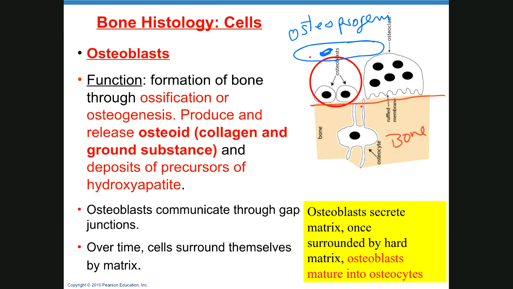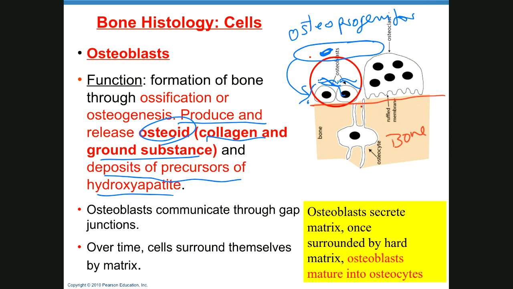And the osteoprogenitor cells are constantly dividing, and some of the daughter cells are going to differentiate into osteoblasts. Osteoblasts are cells that are going to produce the osteoid of the bone matrix, collagen and ground substance. They also allow for deposits of calcium phosphate hydroxyapatite crystals onto the matrix. So these little cells are going to make the collagen fibers, and they're going to allow for the deposits of calcium among the collagen fibers. So pretty soon these little osteoblasts are going to be completely trapped in matrix. When these cells are trapped by the matrix, they mature into an osteocyte. So osteoblasts mature into osteocytes.